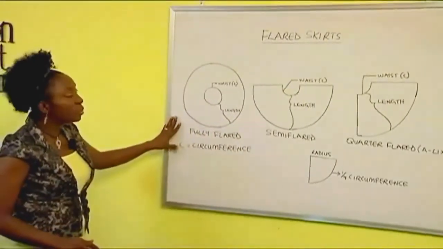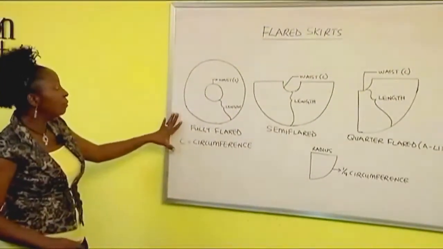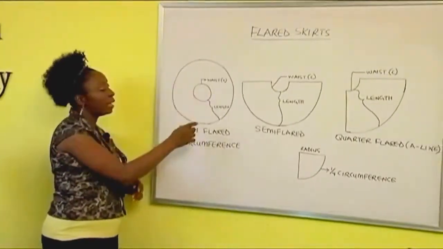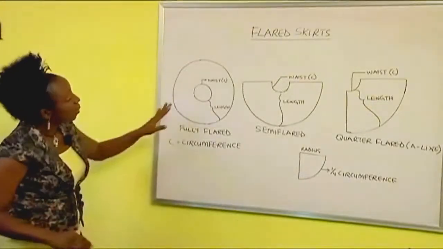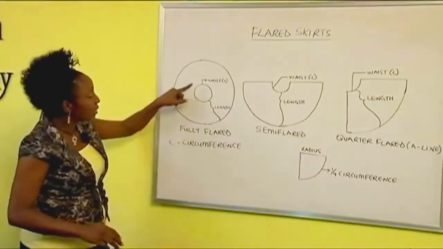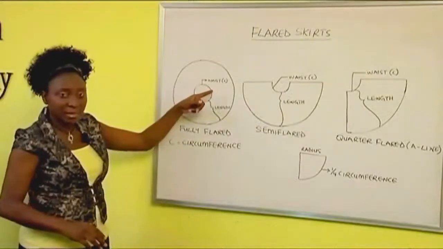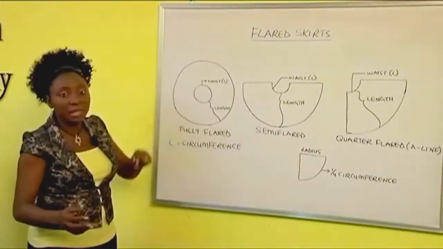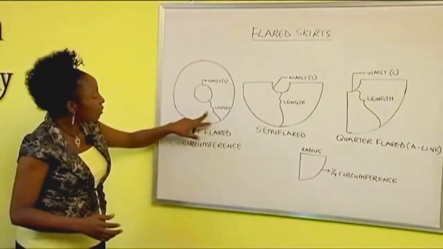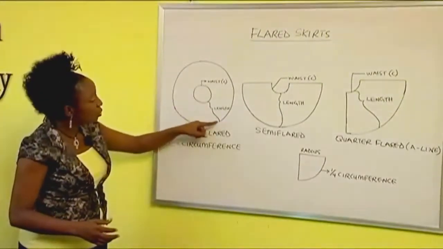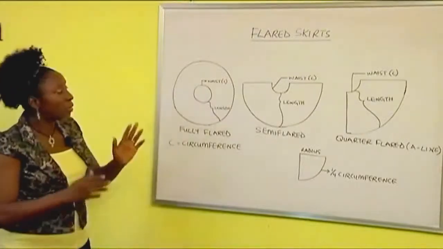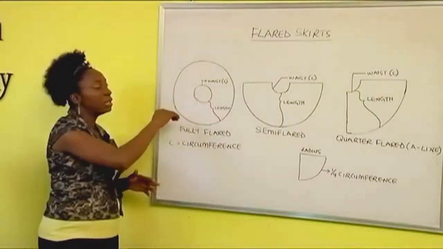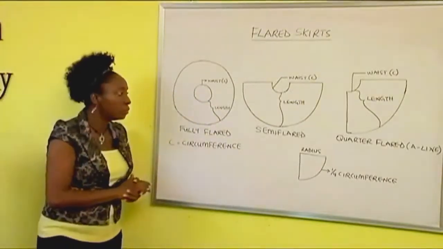Now take a look at the fully flared skirt. As you can see, it's made up of two circles. That means you can see an inner circle and an outer circle. What I have done is to show you that this inner circle represents the waist, which mathematically is called the circumference. That's what the C is for. Then the length is here, in between the two circles. Now the fully flared skirt is made up totally out of a full circle and having an internal circle.